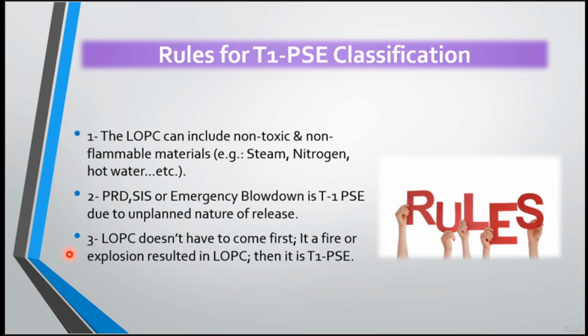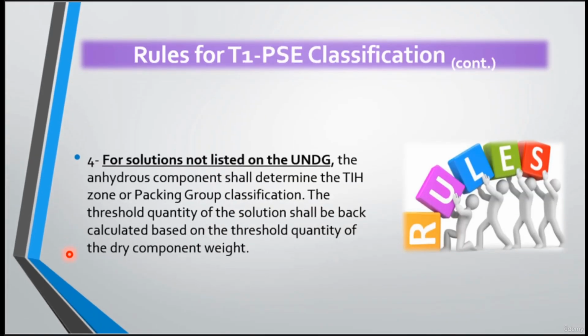So let's move on. The fourth rule is that for solutions not listed in the United Nations Dangerous Goods classification, the anhydrous component shall determine the toxic inhalable hazard zone or packing group classification, and the threshold quantity of the solution shall be back calculated based on the threshold quantity of the dry component weight.